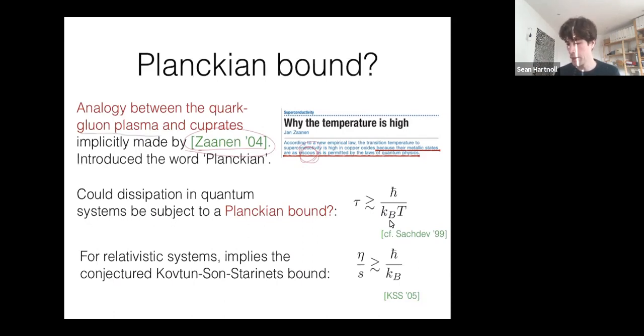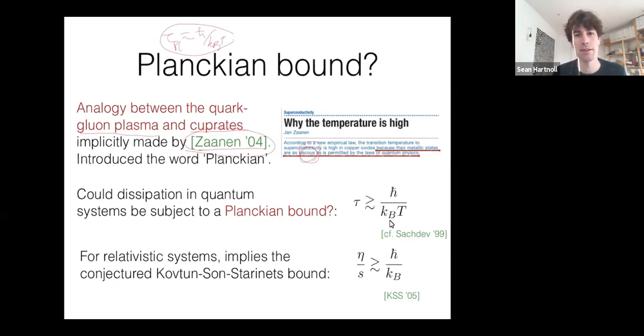between this quark-gluon plasma and the cuprates. He used the word Planckian to refer to this timescale: tau Planck is equal to hbar over k_B T. The word has two meanings, I think. It's Planckian because Planck's constant appears, but it also has this connotation of the Planck time in quantum gravity, which is like the shortest time, right?